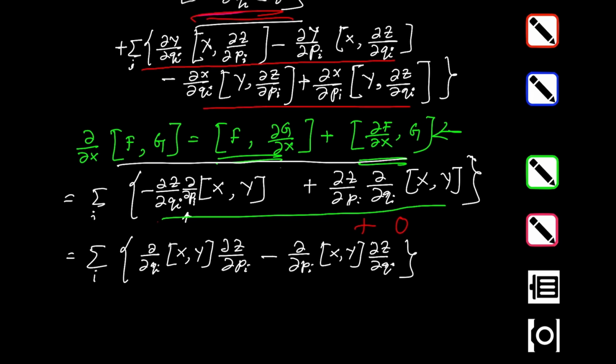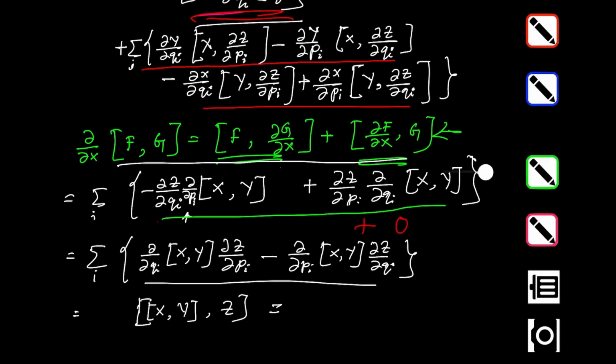Okay, so here you can see from this result what you can write. So this gives Poisson brackets of x and y, then Poisson bracket of x and y and z, which is equal to, if you change the order of these two, then it will be minus Poisson brackets of z and Poisson brackets of x and y.